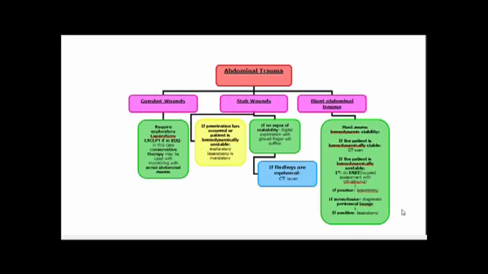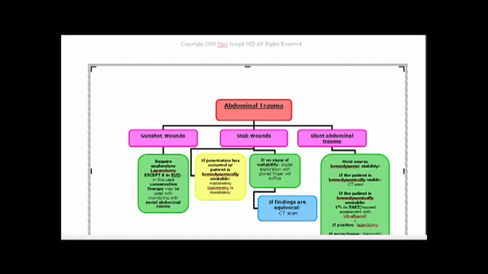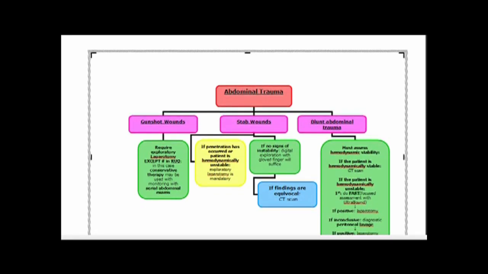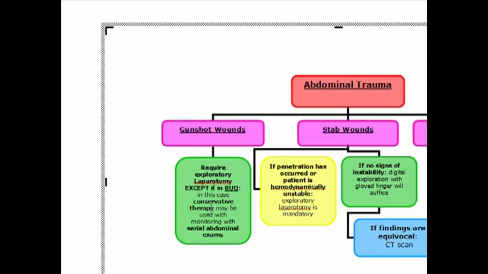Okay, my next topic is going to be abdominal trauma, right? Now, I want to start off with gunshot wounds. Gunshot wounds, we all know, usually what are we going to do? Exploratory laparotomy, right? But what is the test question going to test us on? Right upper quadrant gunshot wounds. In this case, we're going to conservative therapy. What is conservative therapy? Serial abdominal exams.